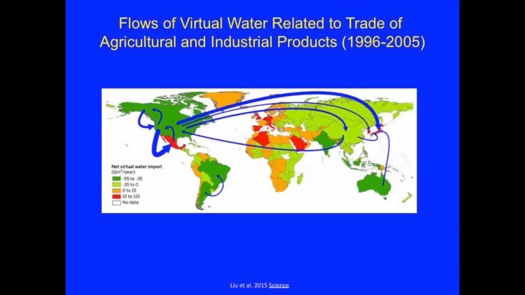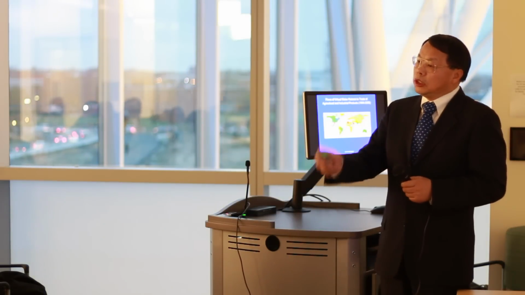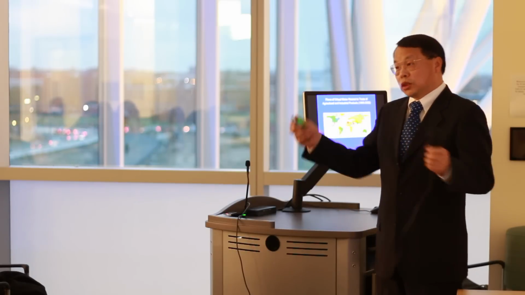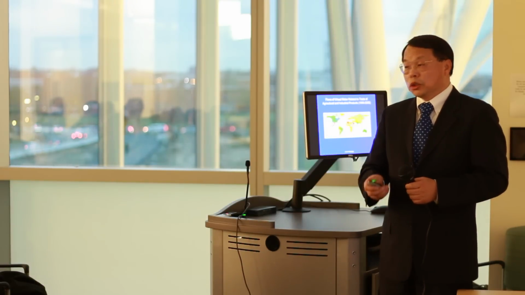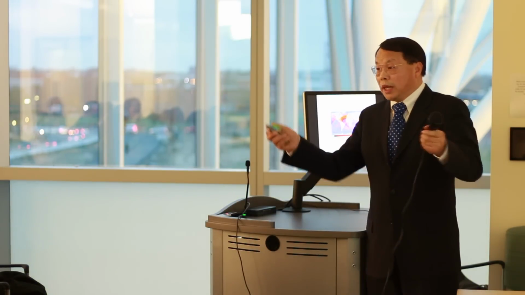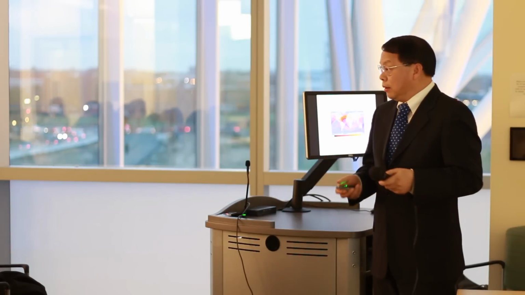This is a diagram showing the flows of virtual water related to the trade of agricultural and industrial products. A lot of us know the trade of products, but virtual water is the water used to produce the products that we don't see in the product, but has actually been used in producing those products like food. Food production accounts for about 70 or 80% of the water use in many countries. And to transport the product, shipping is the main way to do that.